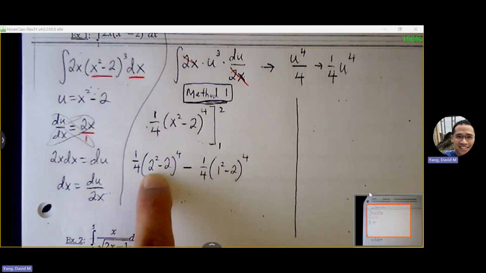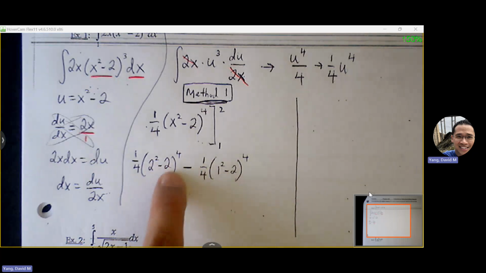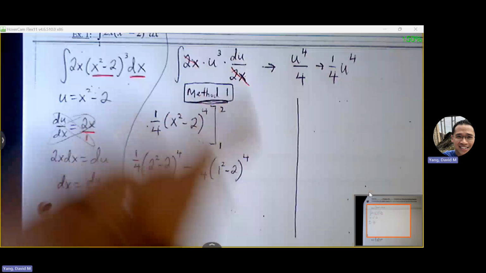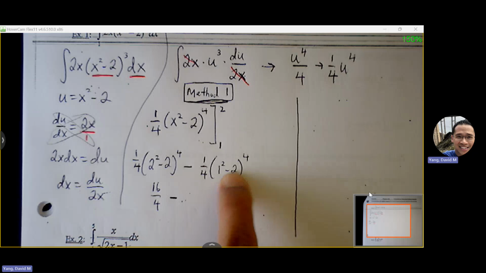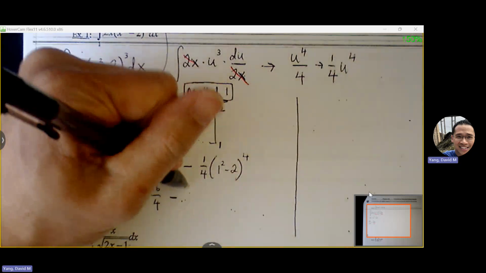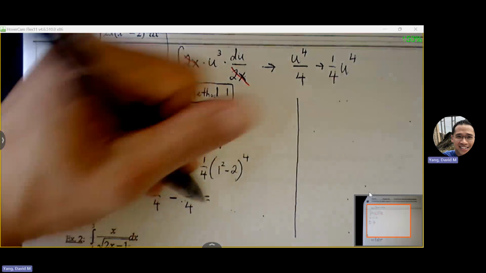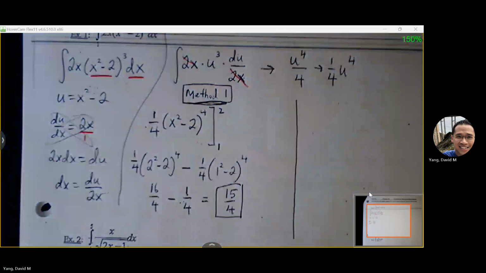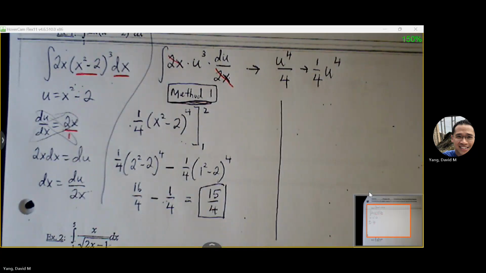So 2 squared minus 2, that's 4 minus 2, which is 2. 2 to the 4th is 16. So I have 16 over 4 minus, this is negative 1 to the 4th, which is 1. So it's just minus 1/4, which ends up being 15 over 4. All right, any questions with method 1?